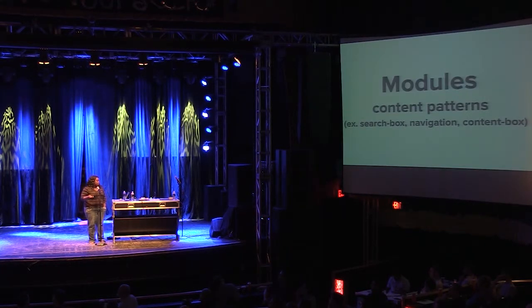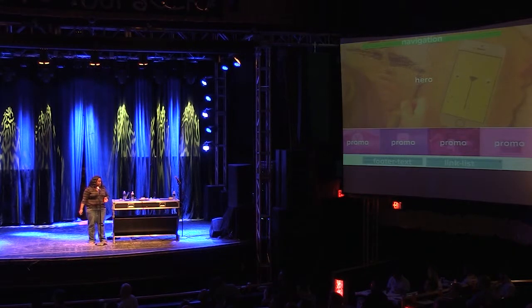Next, you have the modules. This is where you write the bulk of the CSS. This is where everything lives. It's content patterns, so things like the navigation, content boxes, promo boxes, search boxes, things like that. Again, going back to the Apple example, you can see I've broken it down even further. I have the navigation inside the header, a hero image, a few promo modules, and then a link list and footer text.